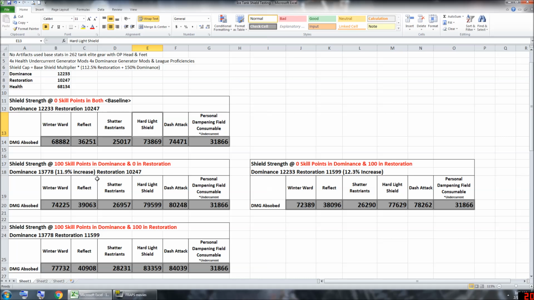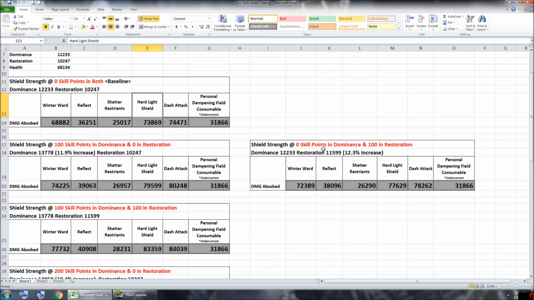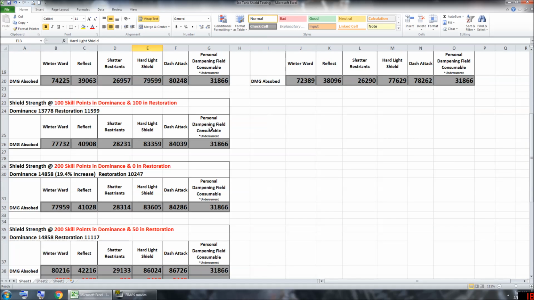The scaling doesn't really matter that much. It takes a lot to basically increase those base damages or base damage absorption. 79 versus 77, 80k versus 78. Basically, that's the difference between 150% weighted of 100 and only 112% weighted of the 100. And we kind of go down below, 100 skill points in Dom, 100 in Resto, 200 skill points in Dom.